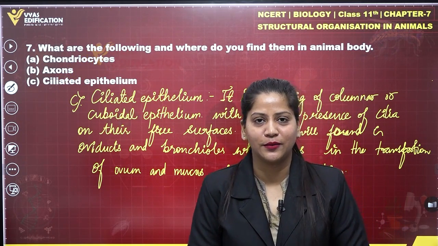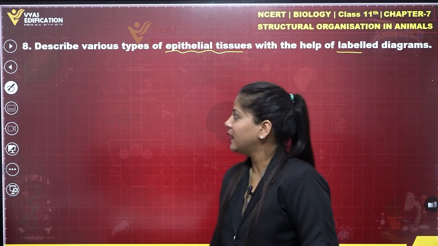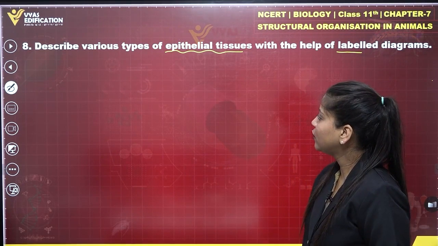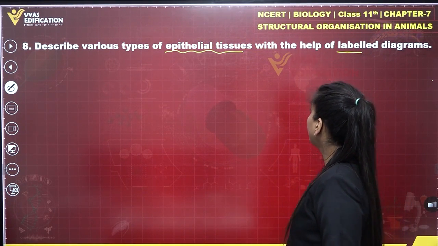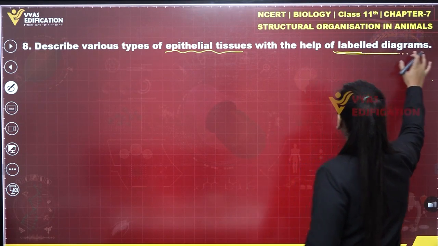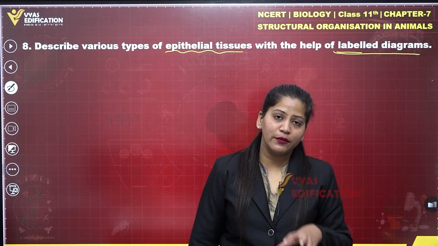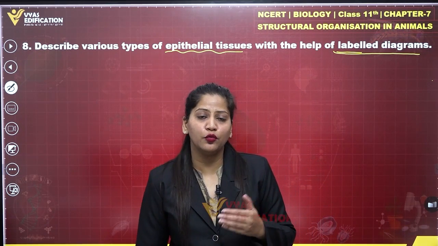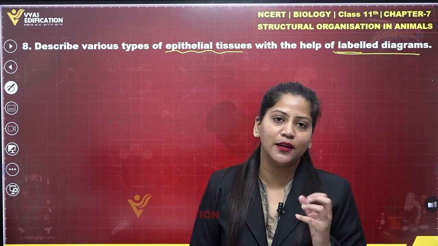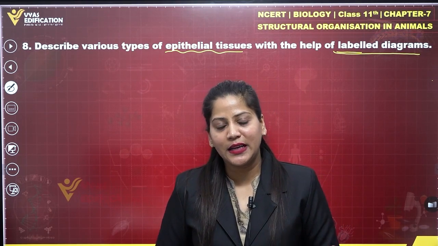solution number 7. So let's discuss question number 8 here, and in question number 8 we have to describe various types of epithelial tissue with the help of labeled diagram, right? So what is epithelial tissue? First of all, we will see what is epithelial tissue, then we will move on to the various types of epithelial tissue, right?